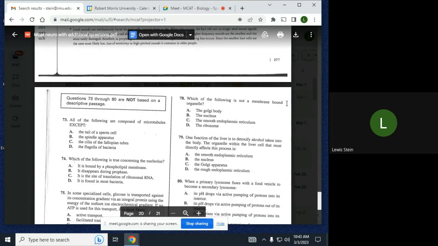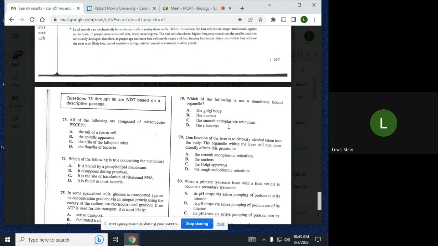Not membrane bound, easy. Okay. By definition, all of these are membrane except for a ribosome. So the mistake students would make is thinking, well, there's bound ribosome. It doesn't say bound. If it said bound ribosome, we wouldn't have an answer. But they're not going to give it away and say free ribosome.